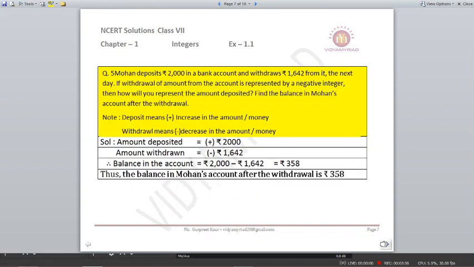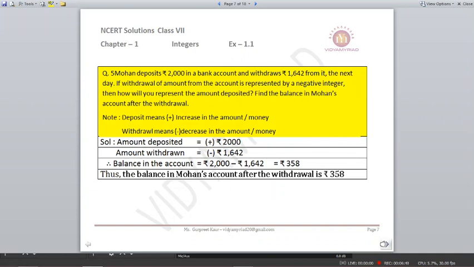Mohan deposits 2000 rupees in a bank account and withdraws 1642 from it the next day. If withdrawal of amount from the account is represented by a negative integer, then how will you represent the amount deposited? Now here, when we deposit money in the bank, it means our amount is increasing in the bank. But withdrawing means I am taking out my money from the bank. That means my amount is getting reduced, so I will represent it by a negative number. So amount deposited is plus 2000, amount withdrawn is minus 1642.